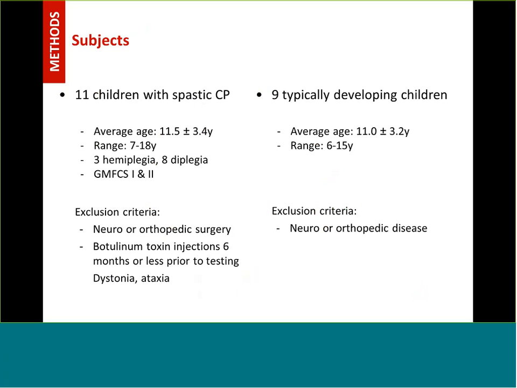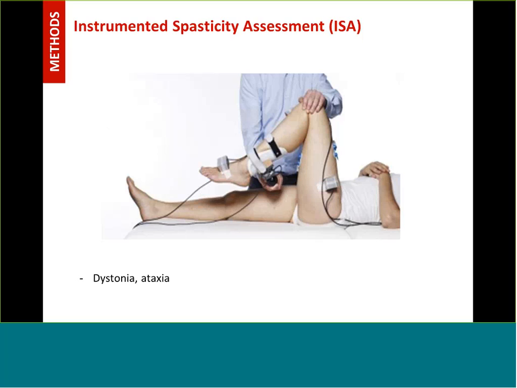To develop and validate our models, 11 subjects with spastic cerebral palsy with an average age of 11, and 9 age-matched typically developing children were recruited. Children who had undergone surgery or Botox 6 months prior to testing were excluded. The leg with the more affected hamstring muscles in children with CP and the left leg in typically developing children was tested with an instrumented spasticity assessment, or for short, ISA. ISA basically replicates a clinical spasticity test while simultaneously recording biomechanical and electrophysiological signals using simple instrumentation.